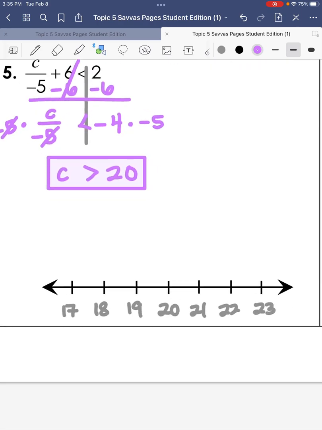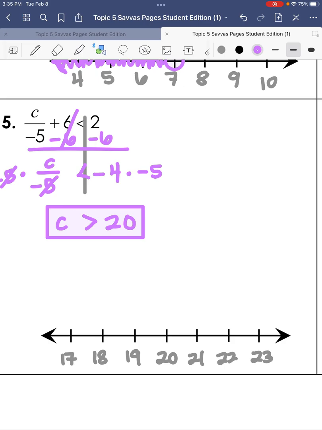So at 20, what kind of circle do I need? I need an open circle. Okay, what numbers am I going to shade? All the numbers that are bigger. So towards 23 and beyond. So I'm going to include that arrow.